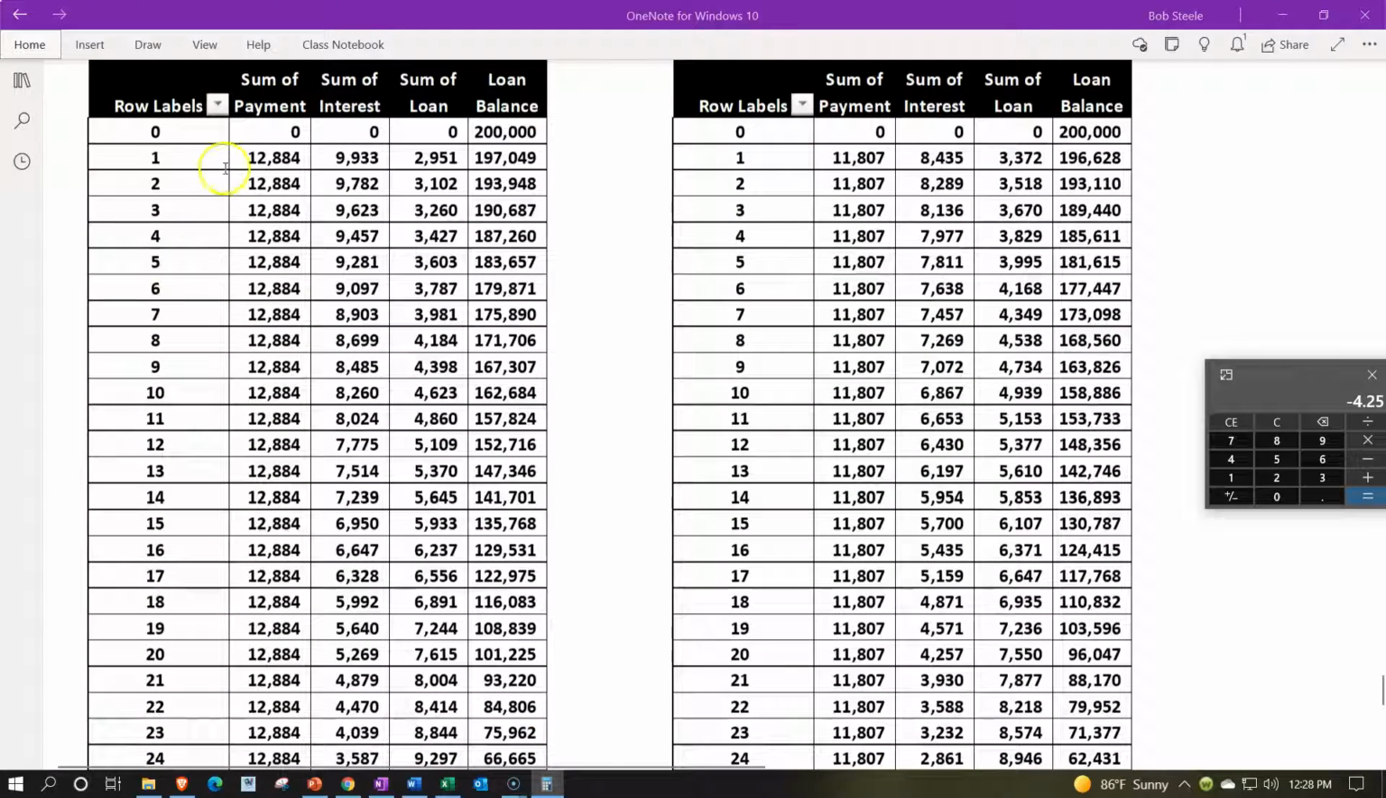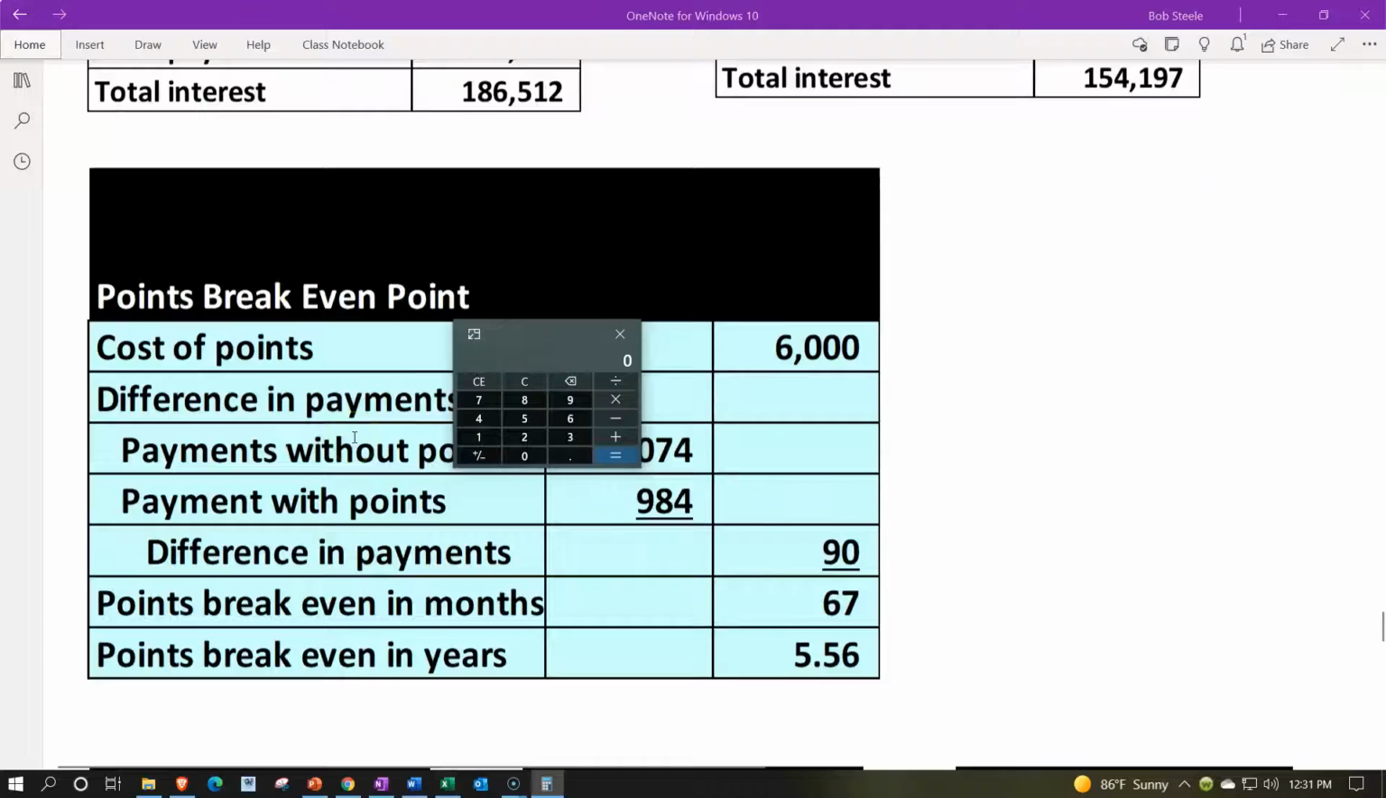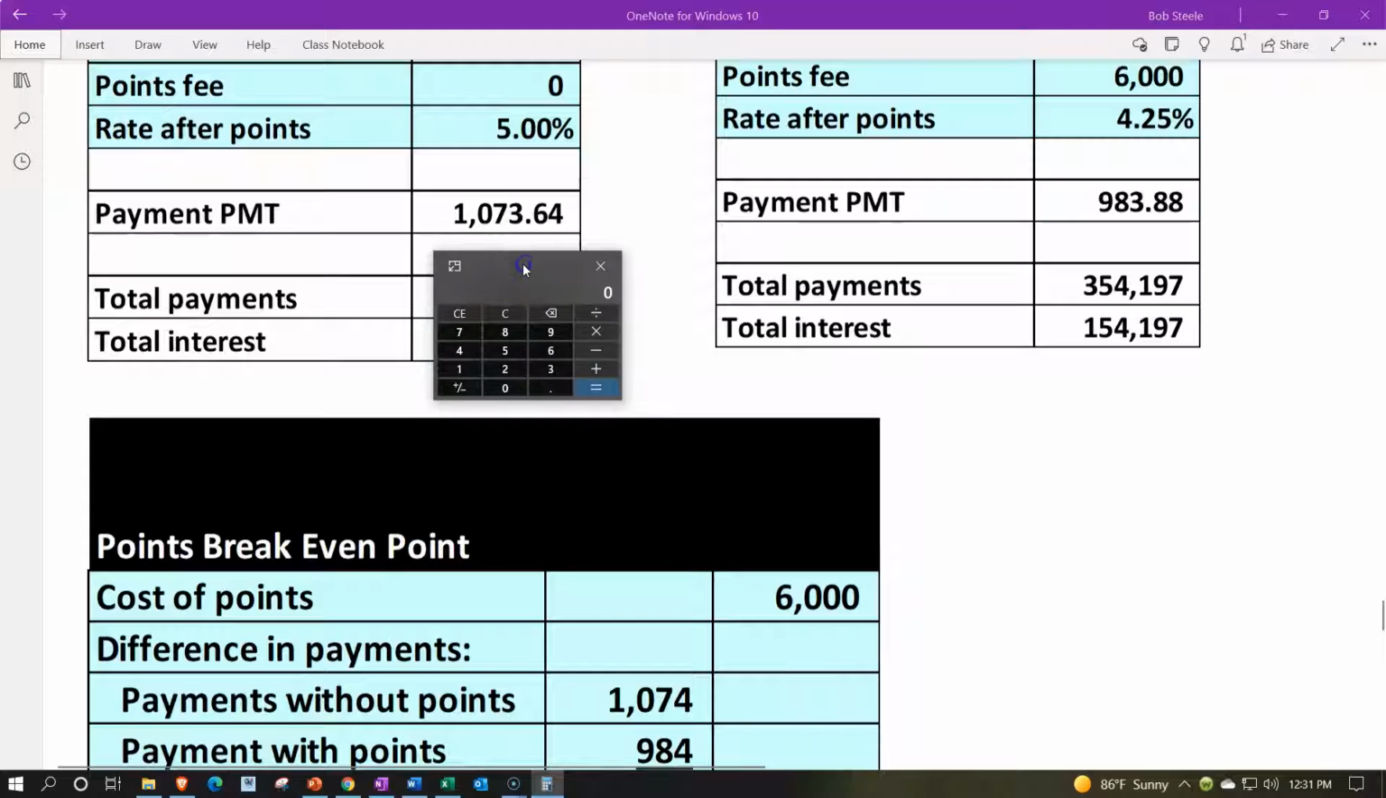And so now we can see the sum of all the payments. So this $12,884, for example, would be the payment amount up top, which would be the 1073.64.